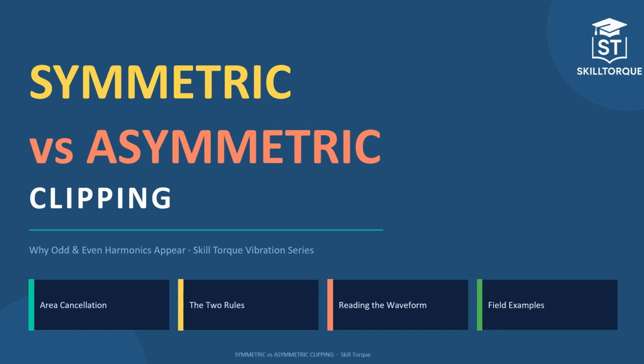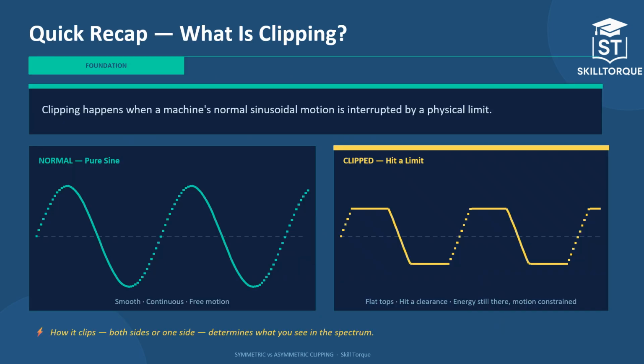In the last video we made regarding harmonics, we explained what harmonics are and how they are created. In that topic, we introduced one thing known as clipping, and I told you two rules for that. Symmetric clipping always produces the odd harmonics, and asymmetric clipping always produces both even as well as odd.